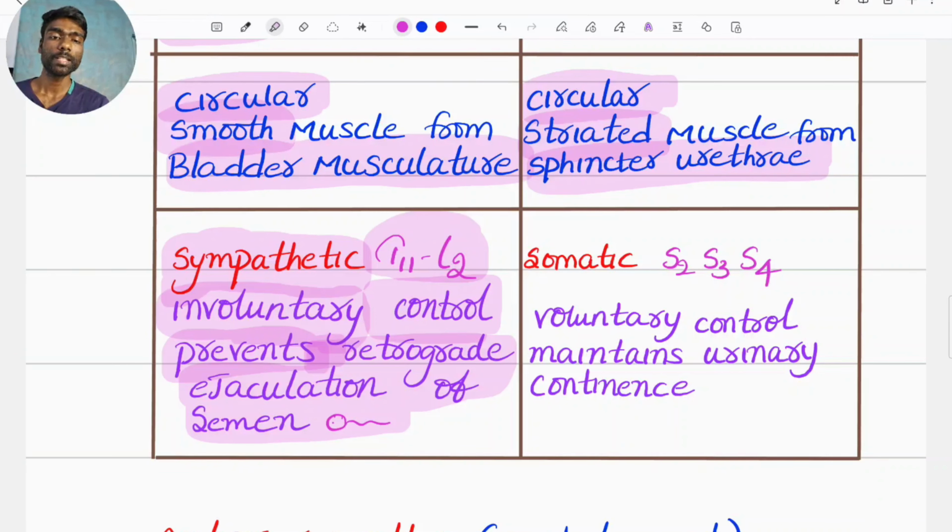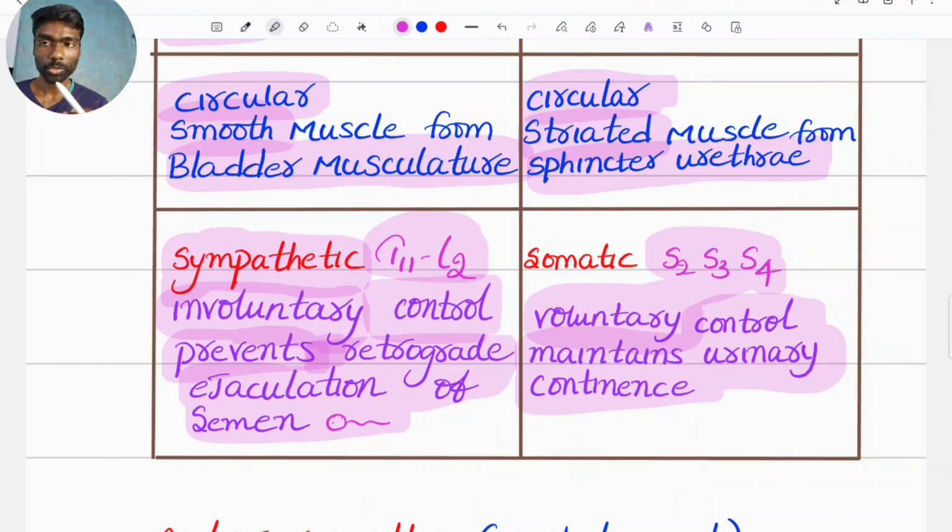External urethral sphincter is voluntary in control. Somatic nerve supply S2, S3 and S4. It controls or maintains urinary continence. Continence means voluntary control of urine.